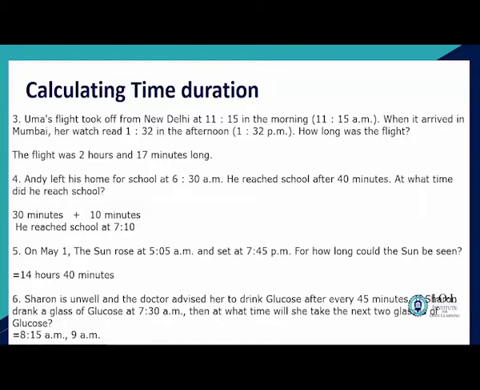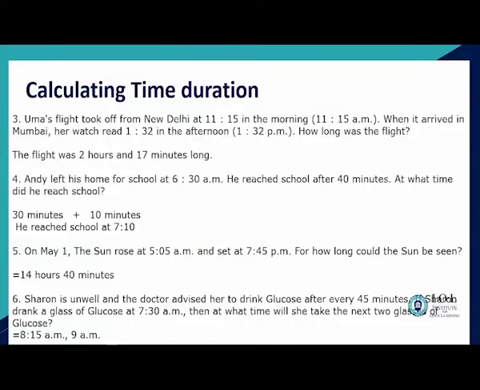If it's 7:30, from 7:30 add 45 minutes. From the next time, add 45 minutes again. Then you see, this is the time that you take. Then according to that, you will take the glass at 8:15 a.m. and another one at 9 a.m.